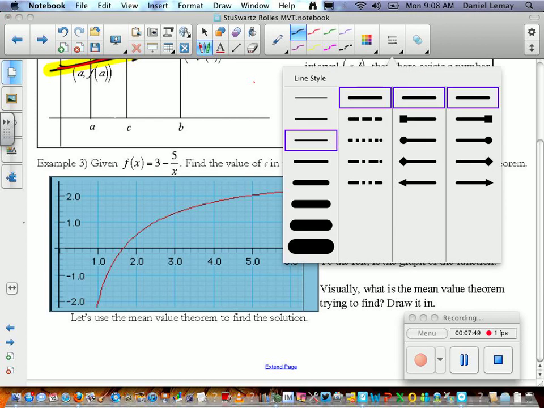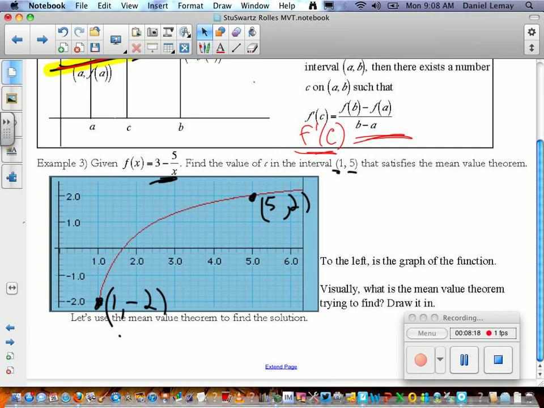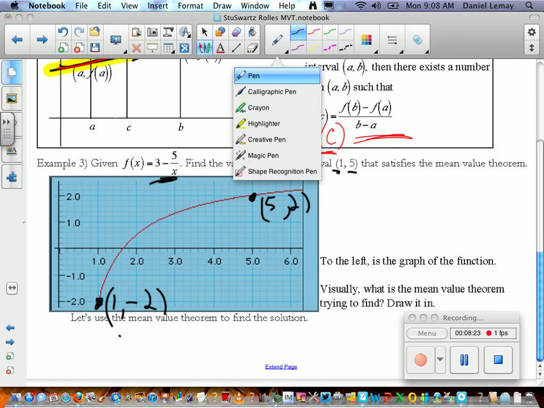So we've got the point, well, they want to find the secant line on the interval 1, 5. Well, we could do this graphically. When x equals 1, y equals negative 2, so 1, negative 2. And when x equals 5, y equals 2. And we could check plugging those in the calculator, or plugging those in the formula. We don't have to. So this is asking me to actually draw this beast. So let's do that. This line.